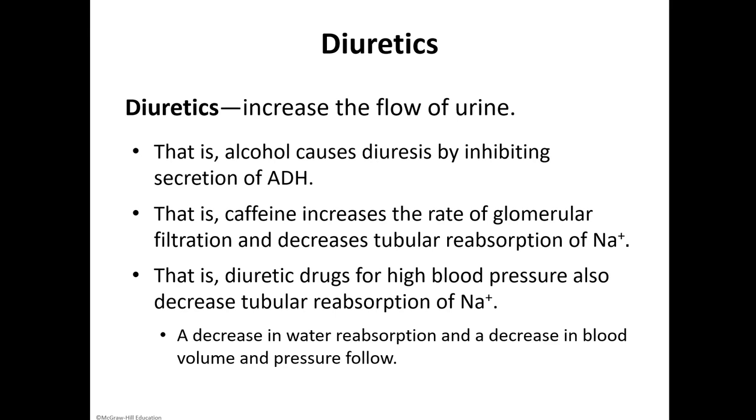Diuretics are chemicals that increase the flow of urine. Diuretic drugs are developed to counteract high blood pressure because they can decrease the absorption of sodium ions and therefore decrease water reabsorption, and therefore decrease volume and decrease blood pressure. Caffeine, for example, increases the rate of glomerular filtration and decreases tubular reabsorption of sodium.